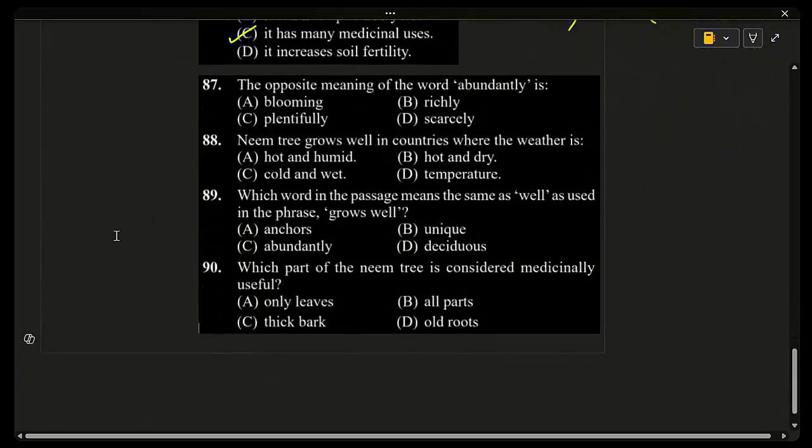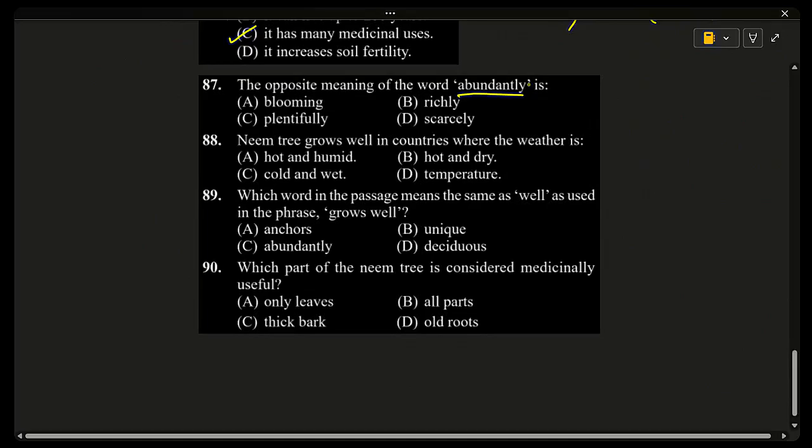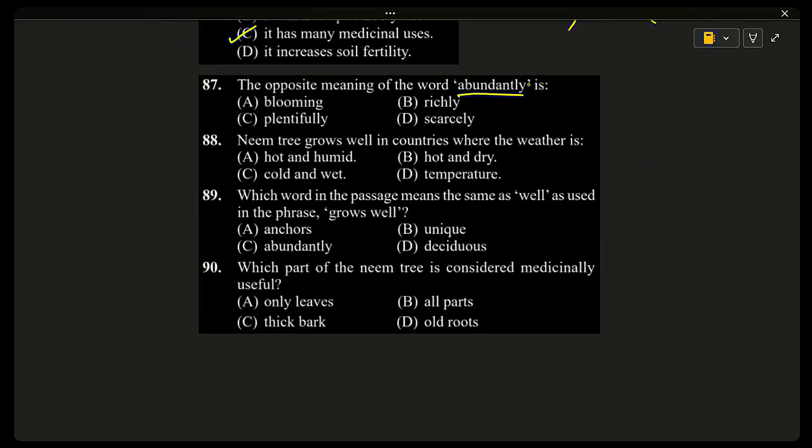87. The opposite meaning of the word abundantly. As I told you already, abundantly means more in number, high in number. So the answer for this is, opposite meaning. Blooming, no. Richly, no. Plentifully, almost the same meaning. Scarcely, yes. Scarcely means having very less in number. Okay. Next.